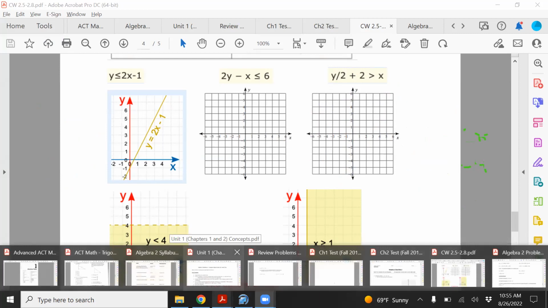That's just a mistake. Yeah, it's supposed to be Algebra 2. That's from my notes that I forgot to update.